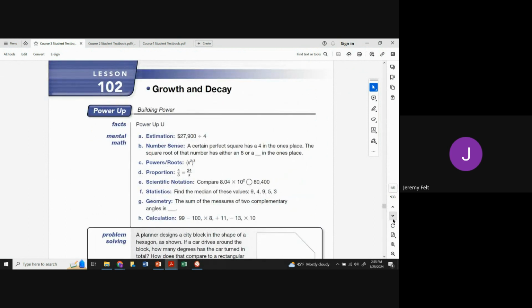Okay, and then the other lesson we're looking at for this week is growth and decay.